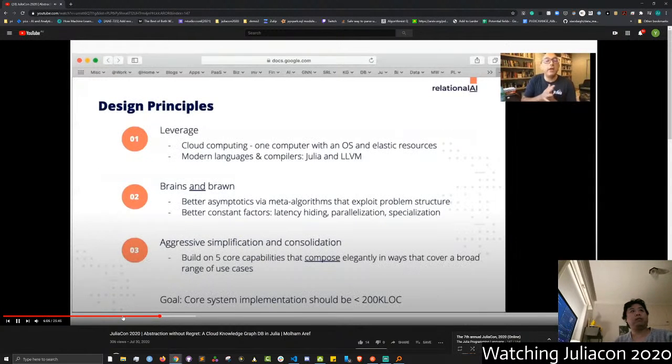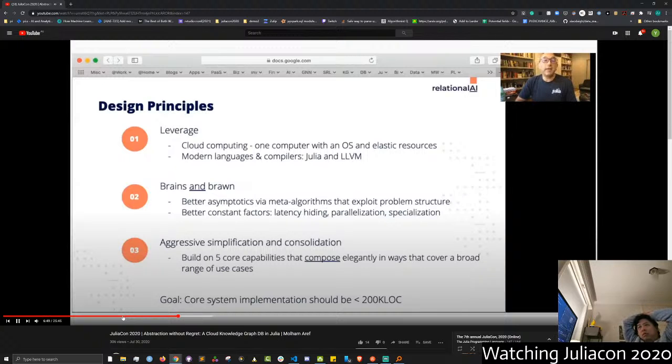So our system is built with 3 design principles in mind. One is leverage. Let's just leverage work that other people have done, in particular cloud computing. Let's leverage all the infrastructure, in particular the object storage systems that come with cloud computers, that in a traditional database, the storage manager would take 70% of the code, whereas here we're going to basically leverage AWS or Microsoft Azure or Google's investment in their respective object store systems. Okay. The other thing we're leveraging is modern languages and compilers, specifically Julia and LLVM.